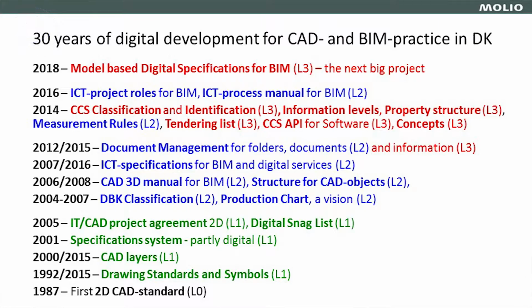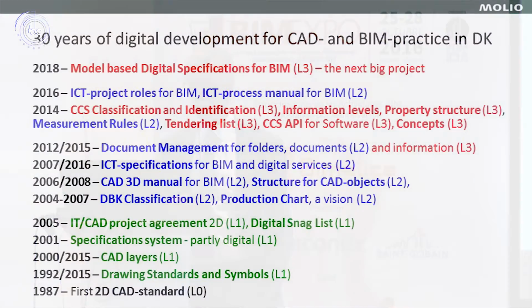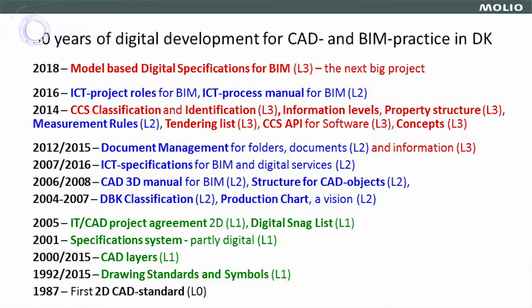So we made a lot of tools that are actually making our user companies able to fulfill those demands. For the last part, I think we have moved into, some of it is still level 2, but some of it is actually level 3, trying to do better structuring of information, having more integrated digital practice, making tools that are integratable with other tools and so on. And then we think the next project for us will be to make a model-based digital specification for BIM. That will be the next very, very big project.